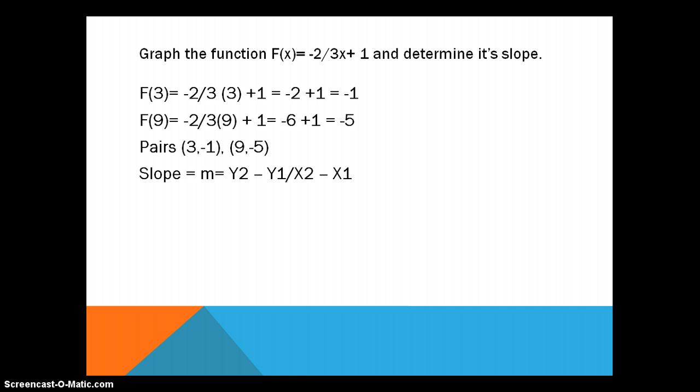Again, the formula for the slope is y2 minus y1 over x2 minus x1. So, plugging in for y2 and y1, we have negative 5 minus negative 1 divided by, plugging in for x2 minus x1, 9 minus 3, which equals negative 2/3.